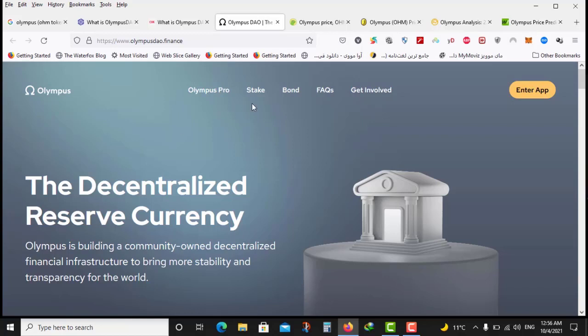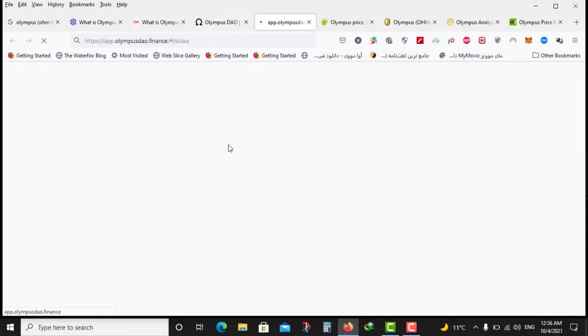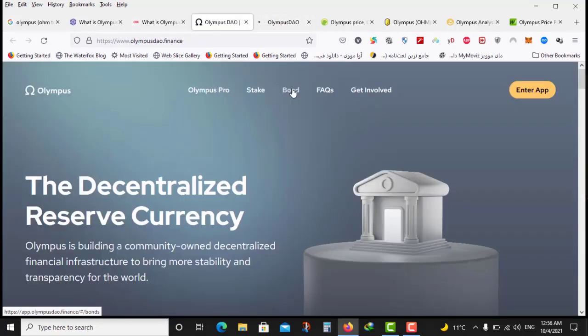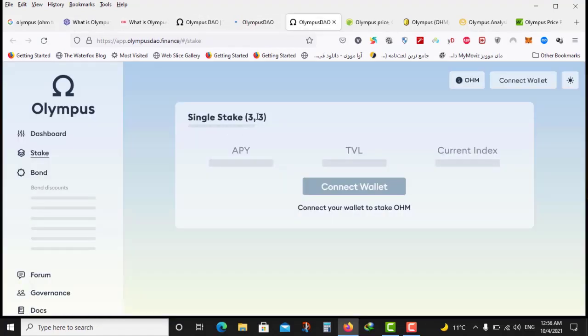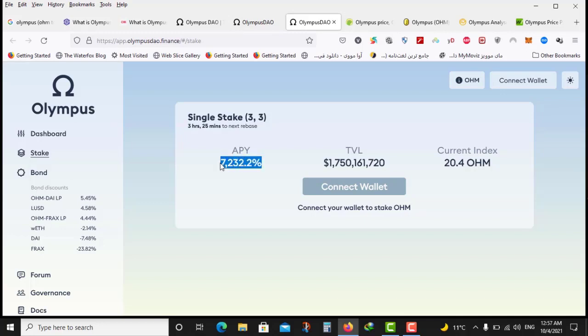www.olympusdao.finance says. It says what stake means, what bond means, and whatever. Let's see what stake telling about. Single stake 3x3 universal. Okay, 7,232%. It's something like total, and you can connect any kind of wallet that supports OHM token. Stake it right through here. It supports the Connect Wallet application and several other things.